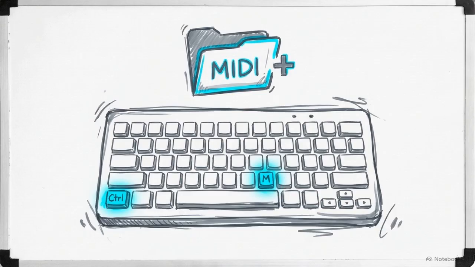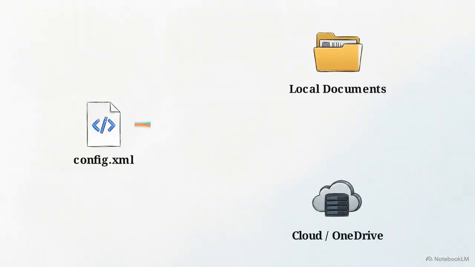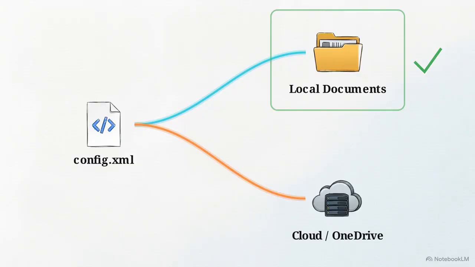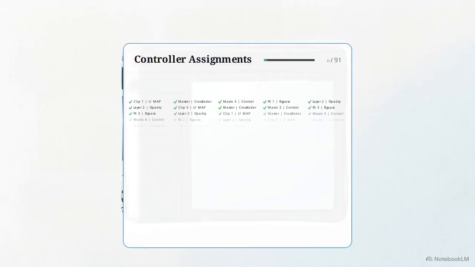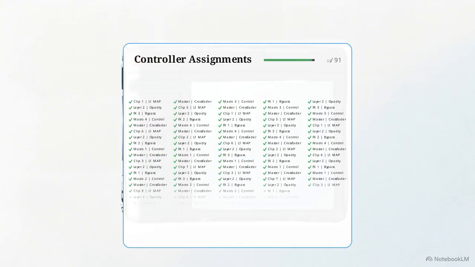If you don't see a MIDI folder, go back to Resolume, press Ctrl-M, and then hit Escape. The folder will automatically generate. For Windows users, make sure you are checking your local document folder. Cloud backups like OneDrive often create duplicate pathways that Resolume won't read. Dropping the file in this exact location instantly applies an entire grid of controller logic, bypassing the need to assign those controls manually.